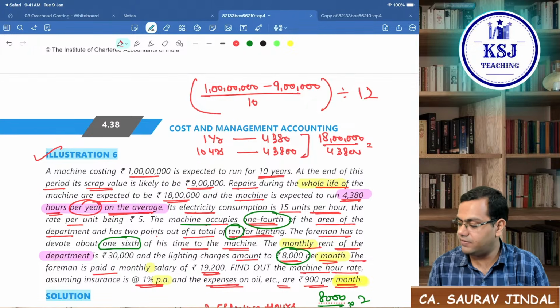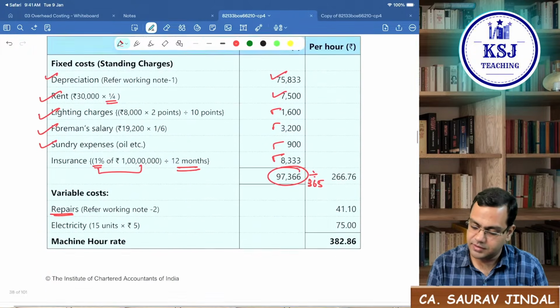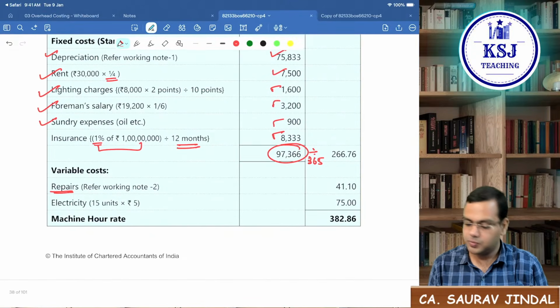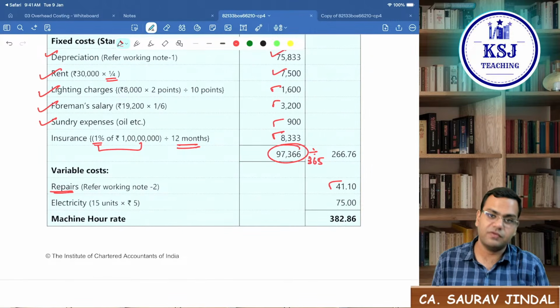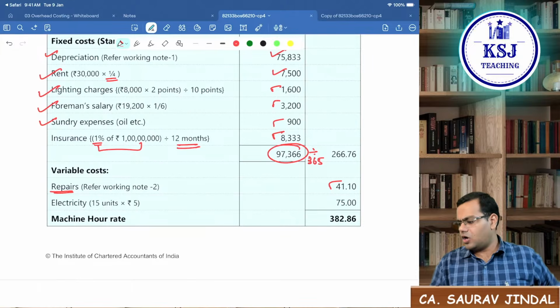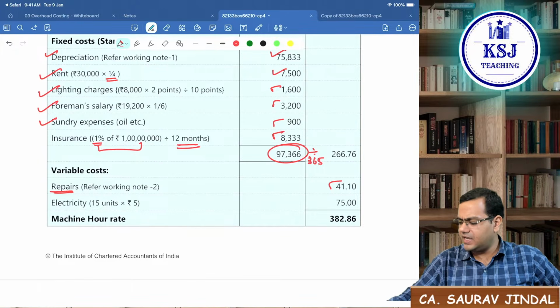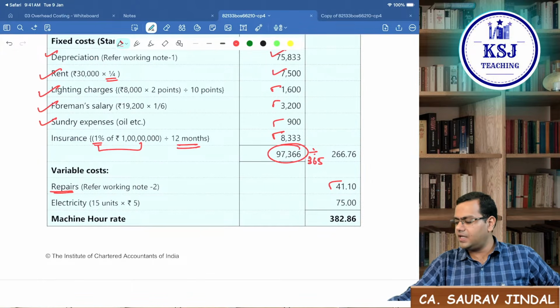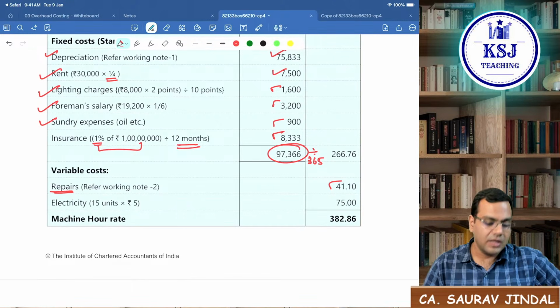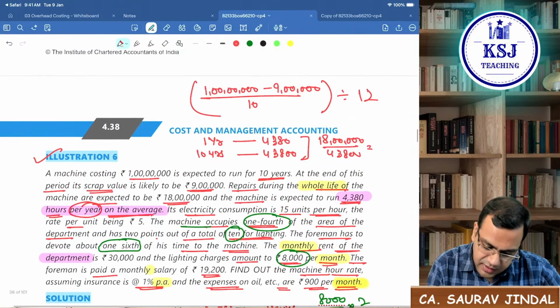So that will give you 41.10. Right? 41.10. Or how can we calculate, sir? If 18 lakh is for 10 years, divided by 10, that will give you 1 year. Divided by 12, that will give you for 1 month. Divided by effective hours, that also you can do. How, sir? We didn't get it. See here.